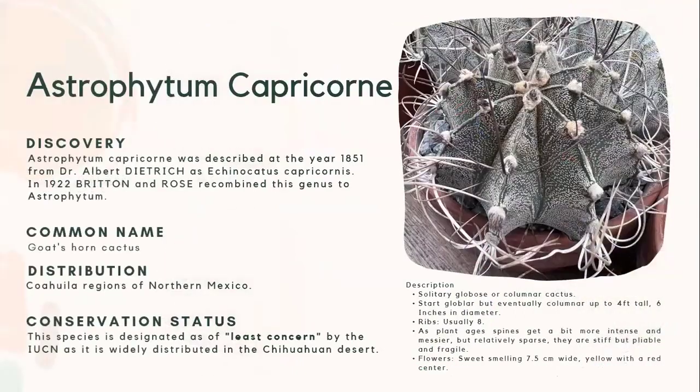Astrophytum capricorne was discovered in 1851, listed as a separate cactus, and later, in 1922, included in the Astrophytum genus. The common name is goat's horn, and it's distributed in northern Mexico. The conservation status of this plant is least concern, so they're still abundant in the habitat.